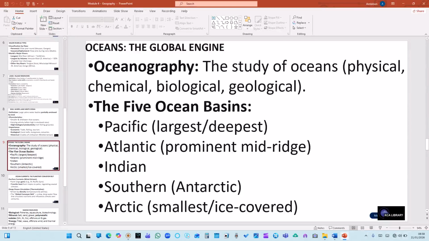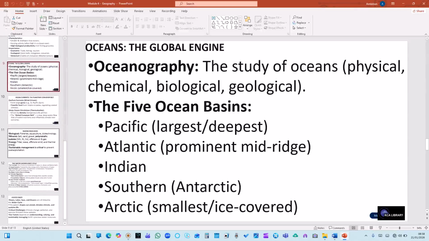Number one is the Pacific Ocean, which is the largest and the deepest ocean in the world. We have the Atlantic Ocean, which is the prominent mid-reach ocean. Then we have the Indian Ocean, which is the third ocean basin. We have the Southern Ocean, which is the Antarctic Ocean, the fourth ocean basin. And we have the last one, the Arctic Ocean, which is the smallest and ice-covered ocean. So these are the five major ocean basins we have in the world.